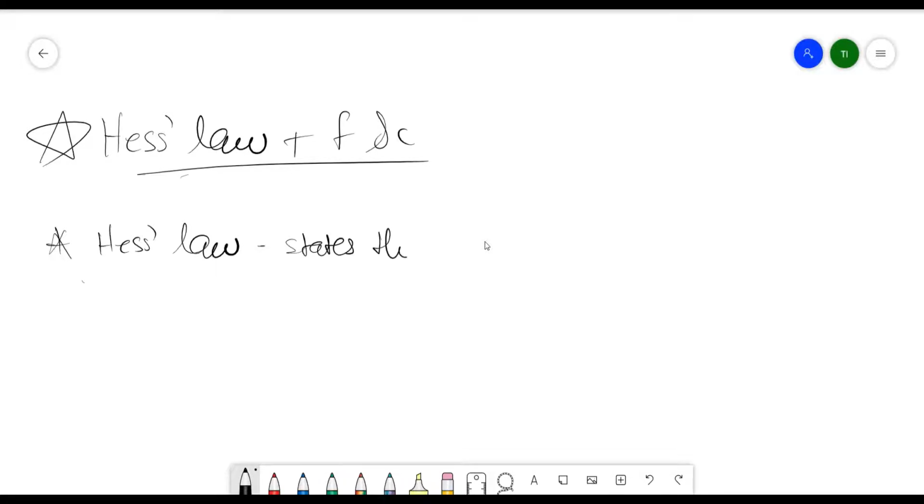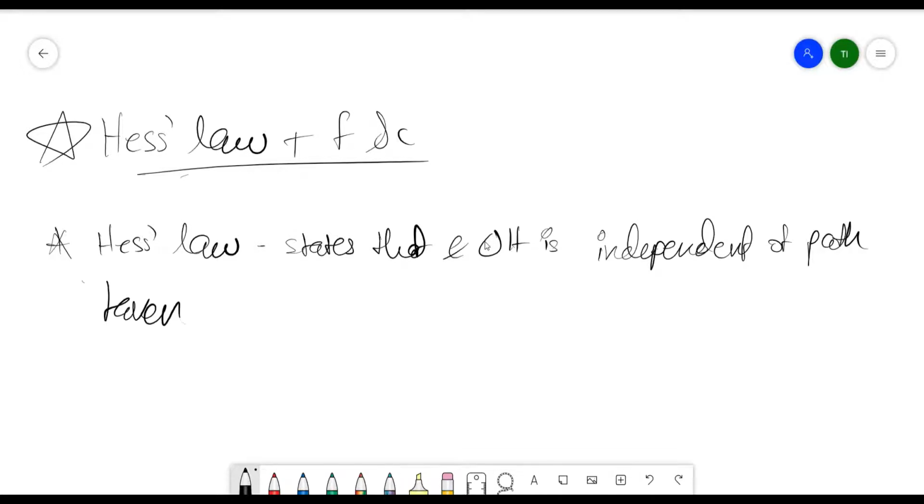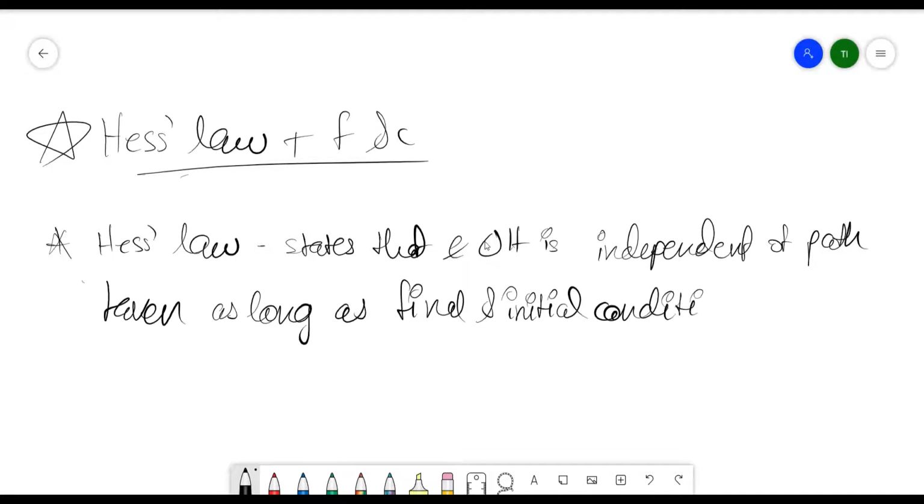Hess's law states that enthalpy change, I'll just write the symbol, is independent of path taken as long as final and initial conditions are the same.